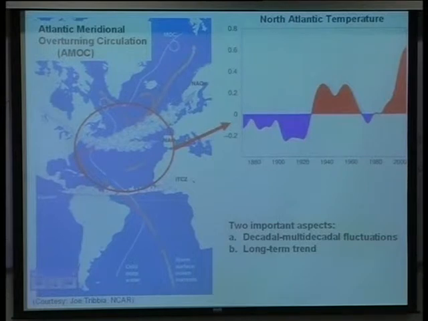Is this from models? No, this is observations. So I'm sorry, yes, this is observed Atlantic temperature, North Atlantic. No, it would be great if the models could do that, though.